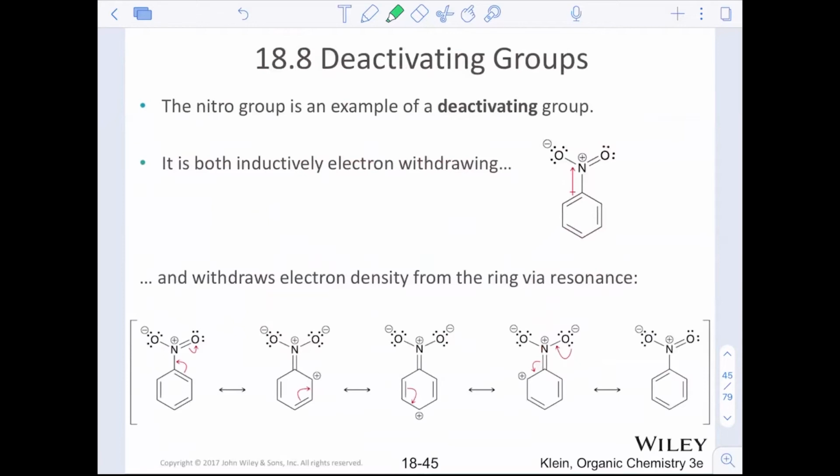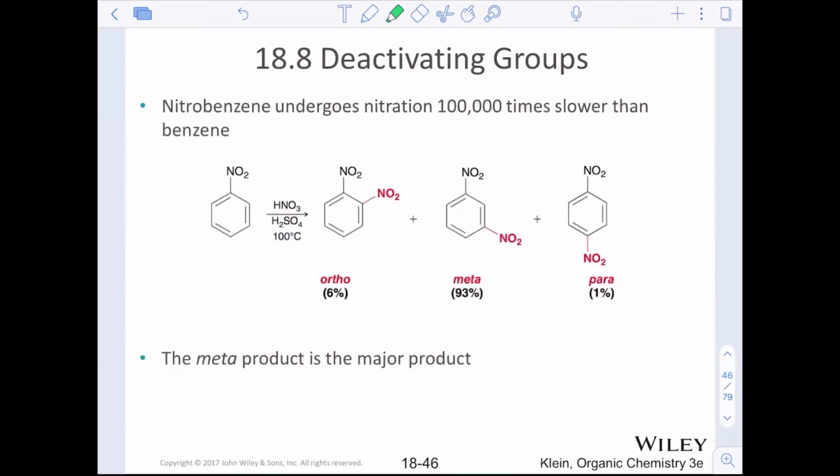Awesome. Nitro groups. Nitrobenzene is an example of a deactivating group. It is both inductively electron withdrawing and withdrawing because of resonance, which we just discussed. Nitrobenzene undergoes nitration 100,000 times slower. No, that's not a joke. That is actual. Nitrobenzene undergoes substitution reactions 100,000 times slower than benzene because it is pulling out so much of the electron density via induction and resonance that benzene as a nucleophile is practically non-existent.